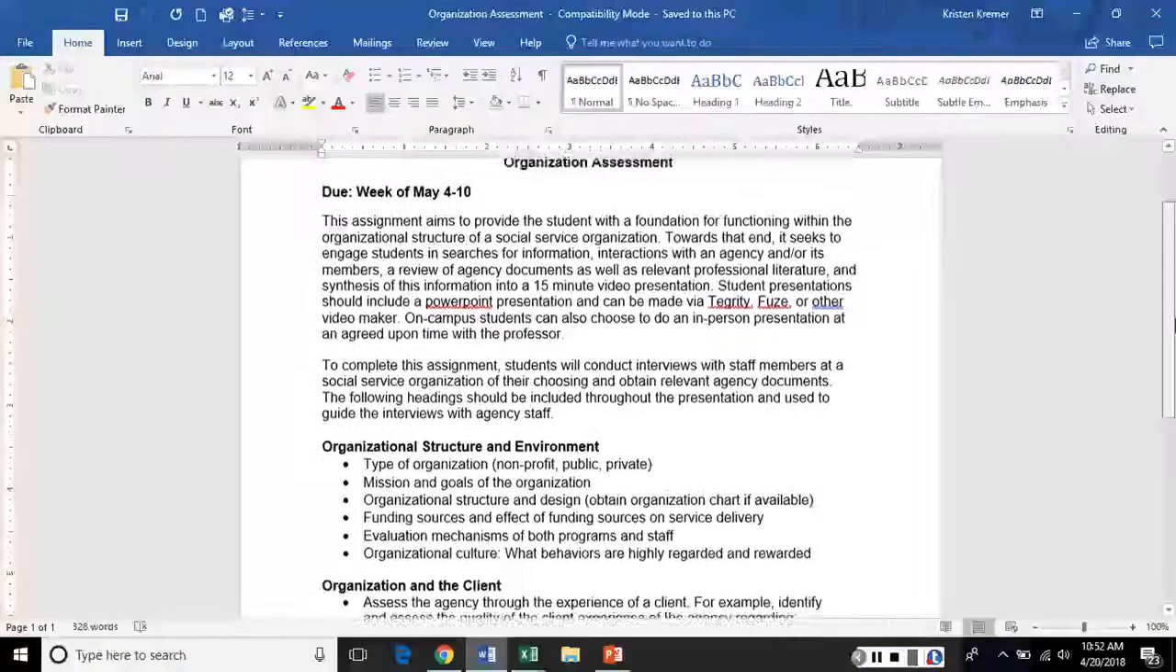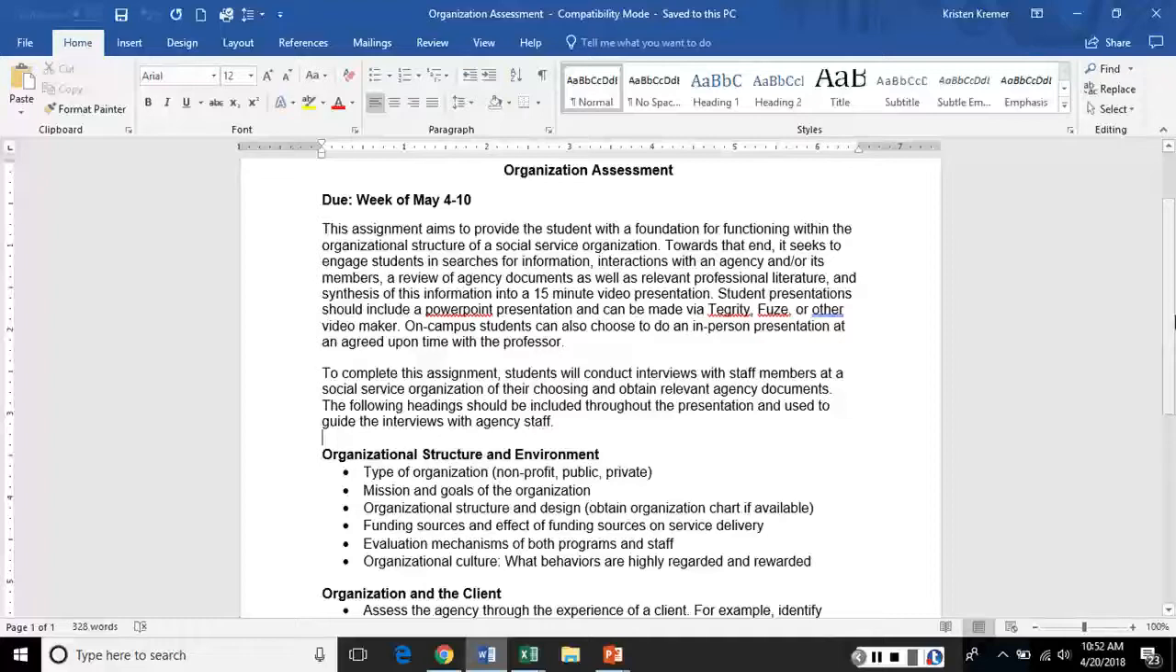The description for the organizational assessment is on Blackboard. You need to submit this or work with me on submitting this sometime the week of May 4th to the 10th. So you have about 2 weeks left. This is the final thing for the semester. Essentially what you're going to be doing is taking everything we've learned in the back half of the semester to assess the structures of a very specific social service organization.